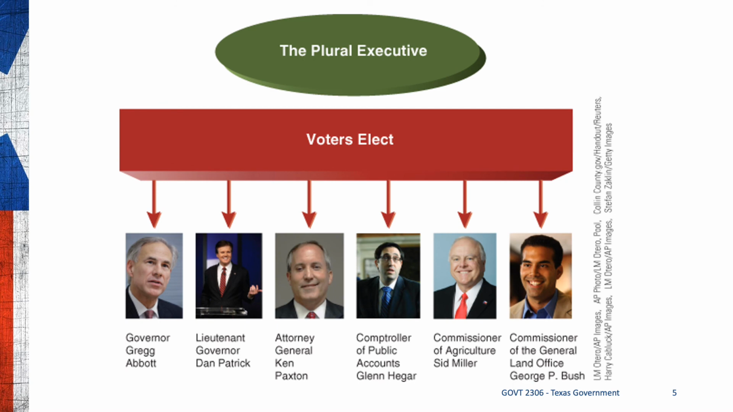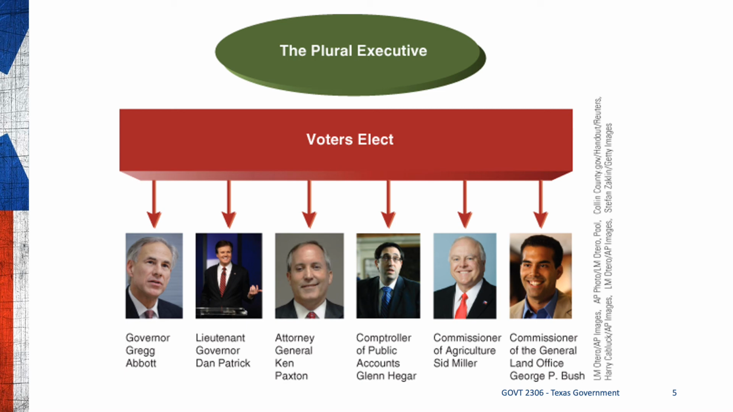And just so you know, these are the names of the different people in the executive branch. So there's a governor, Greg Abbott, lieutenant governor, Dan Patrick, the attorney general, Ken Paxton, the comptroller of public accounts, Glenn Hegar, the commissioner of agriculture, Sid Miller, and then the commissioner of the General Land Office, George P. Bush.